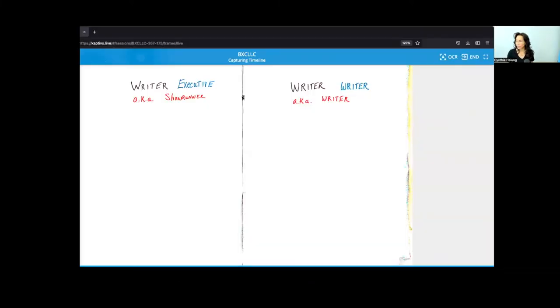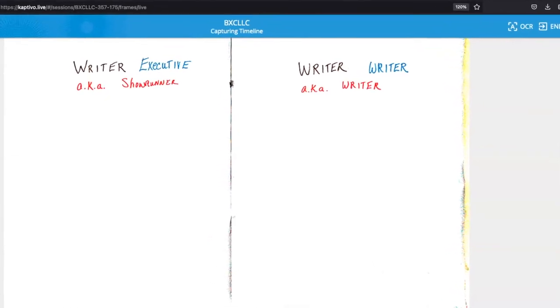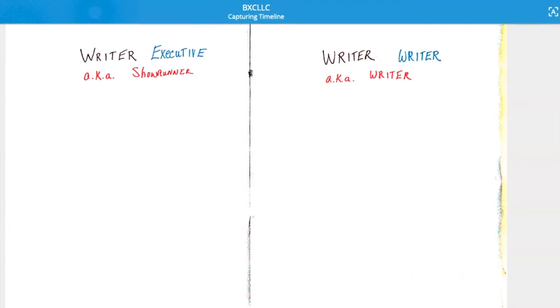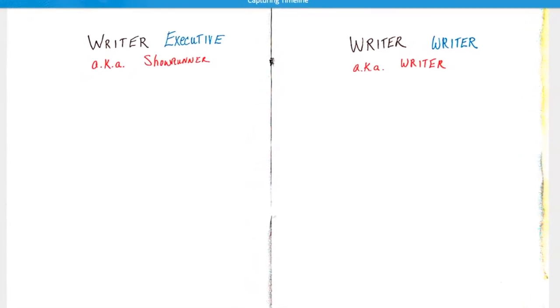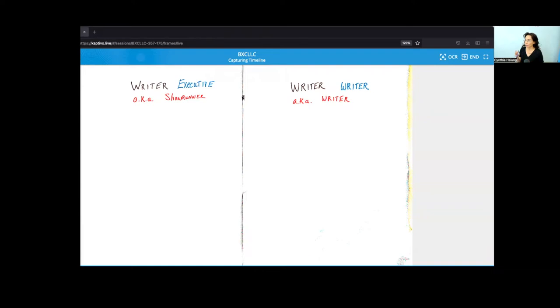I put on the board a writer executive, aka showrunner, on one side, and a writer, who is known as a writer, on the other side. Let's see how this plays out when you are going through it professionally and what the experience would be like. So let's first take a look at how they differentiate and what are the various aspects of a writer, and what are some aspects of the writer who's an executive and a showrunner that distinguishes the two.